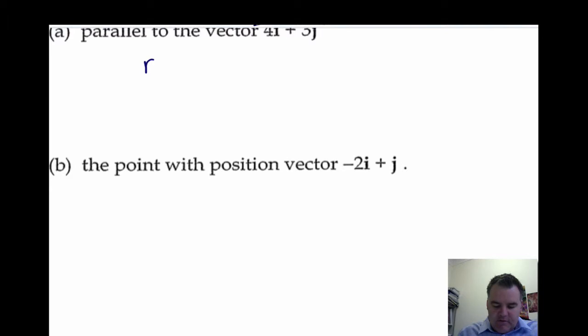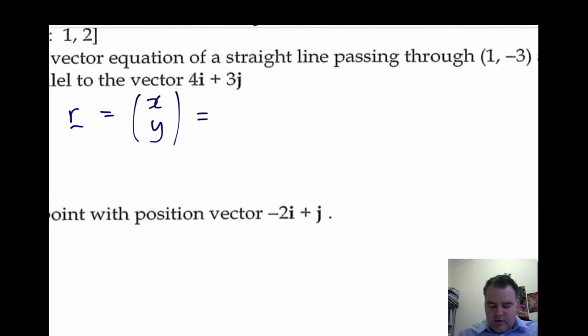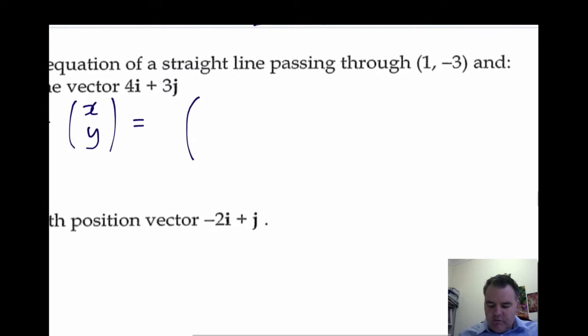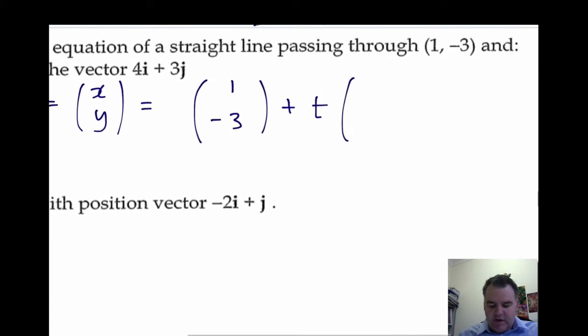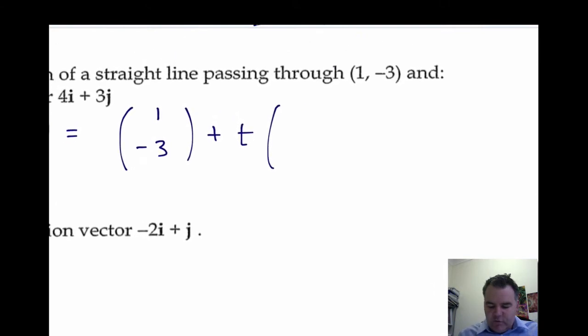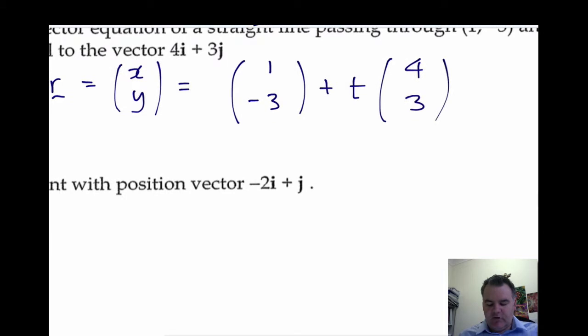We know that the vector equation r, and we could just think of that as x and y, the x value on top and the y value on the bottom, is equal to a point on the line. It's passing through (1, -3), so I'm going to write it like this, plus t times the vector (4, 3), since it's going parallel to that vector and moving in that direction. That's the vector equation of the line.